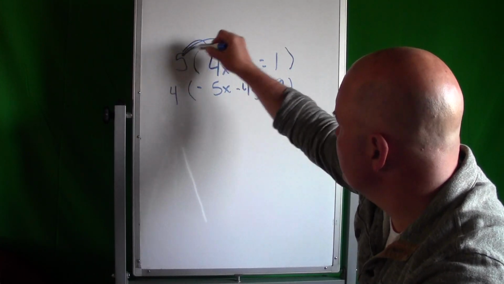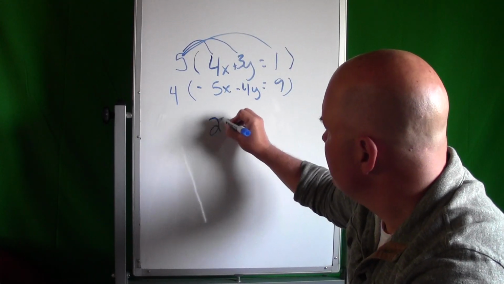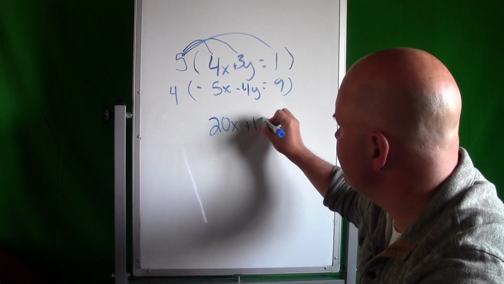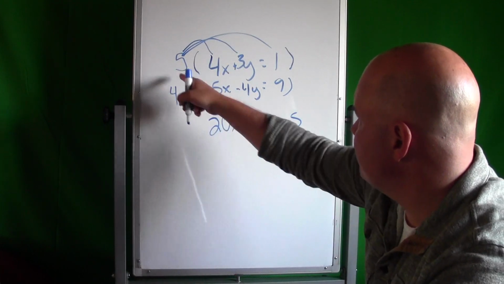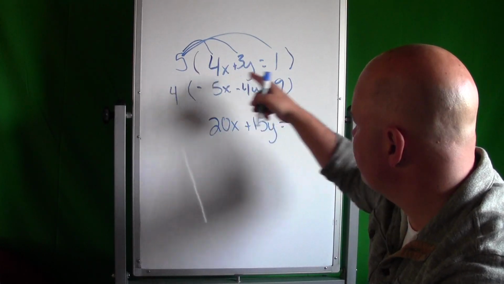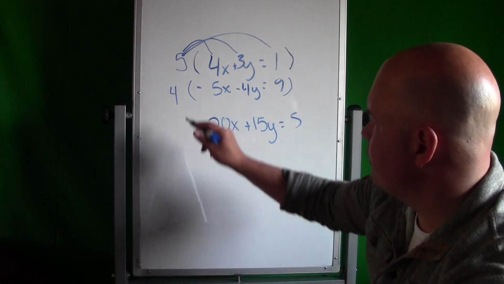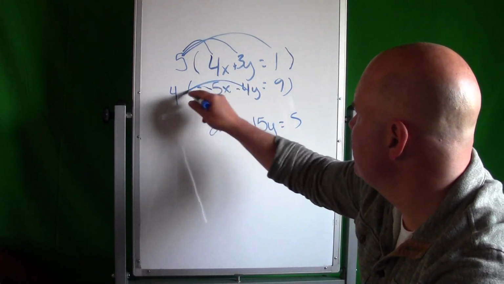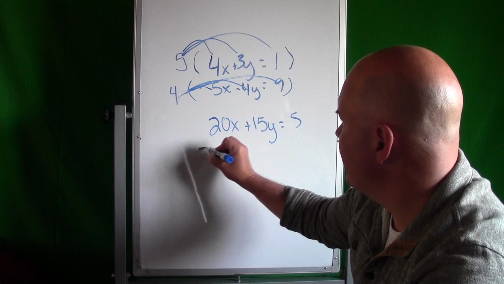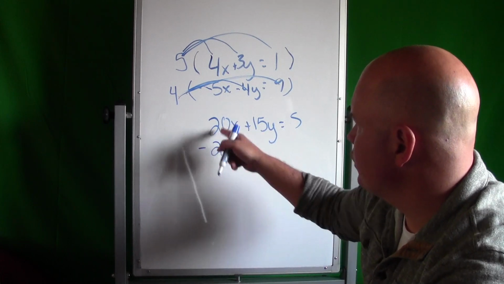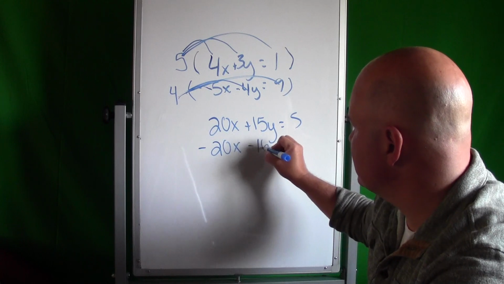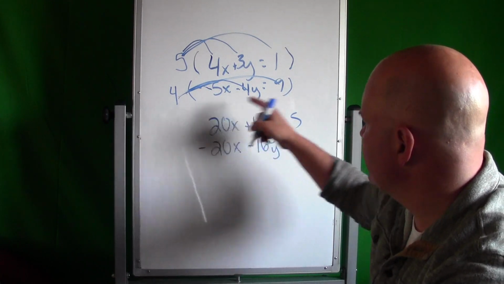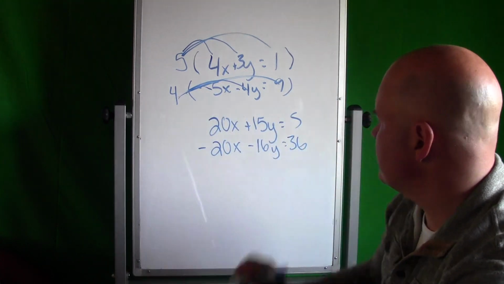1, 2, 3. Now I have my 20x plus 15y equals 5. 5 times 4 is 20. 5 times 3 is 15. 5 times 1 is 5. Now on the bottom equation, we're going to scale it. Now I have negative 20x, and that's what I wanted to eliminate. 4 times negative 4 is negative 16y, and 4 times 9 is 36.